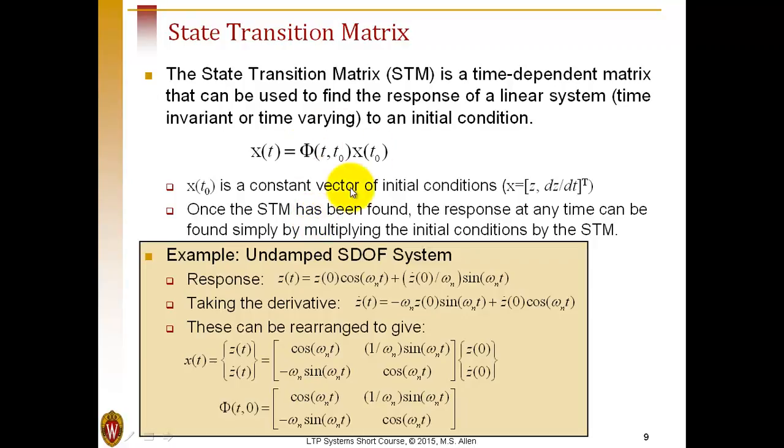So once we've found the state transition matrix for a system, in essence we can write the transient response down analytically. A simple example: if we go back to our undamped 1DOF system, we derived that the time response was this, the initial displacement times cosine omega t, and then initial velocity times a sine omega t term. If we just take the derivative of that equation and then rewrite it to factor out the initial displacement and initial velocity, we can write it like this. And immediately you can identify the state transition matrix as this matrix right here, because given an initial condition, we multiply this matrix by this matrix to get the response at any time.